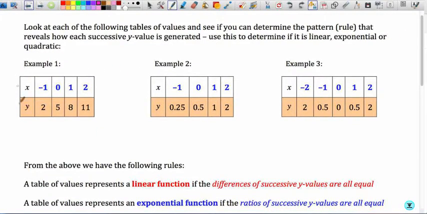The idea is, without your TIs, we're going to be looking at tables of values, which of course are just sets of points, and we are going to be determining, using a method I'll show you in a couple of minutes' time, whether an exponential function, a linear function, or a quadratic function fits them best, and then we're going to go ahead and find those equations.